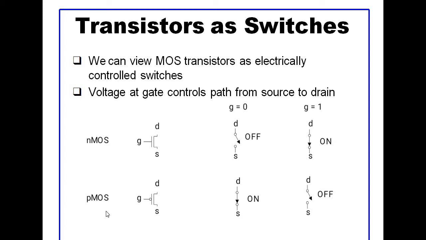The vice versa condition exists for a PMOS transistor. When the gate is 0, the PMOS transistor is in on condition. When the gate is 1, we don't have a conducting path between drain and source, so the transistor is in off condition.